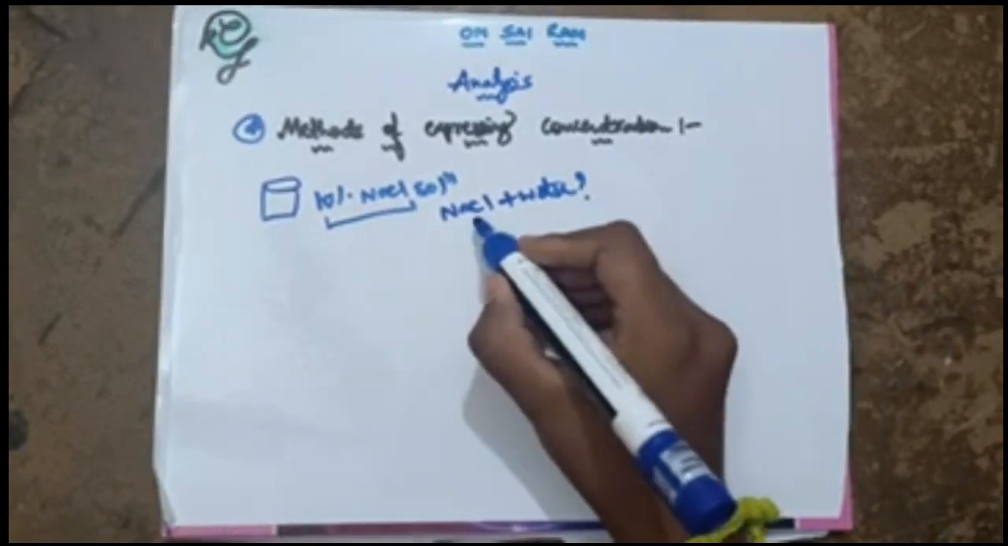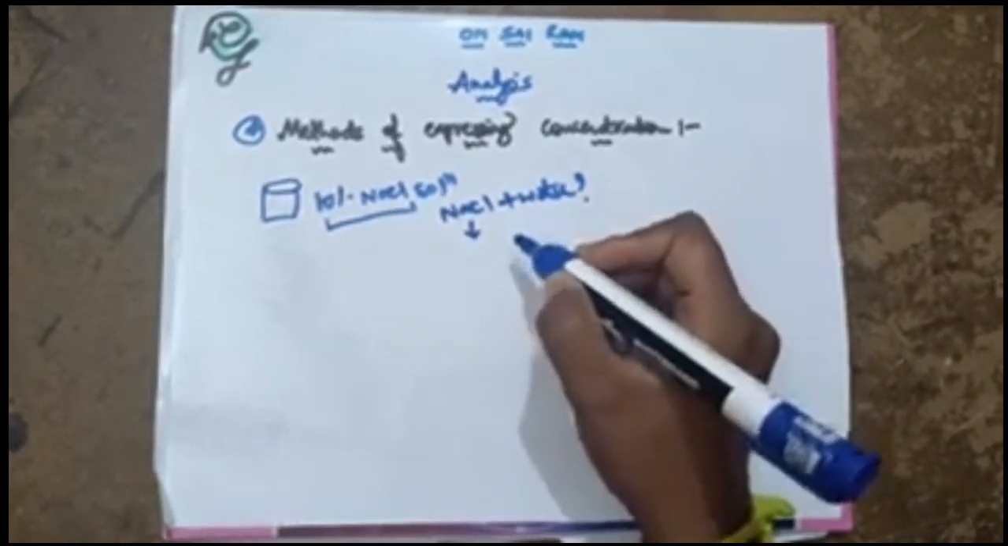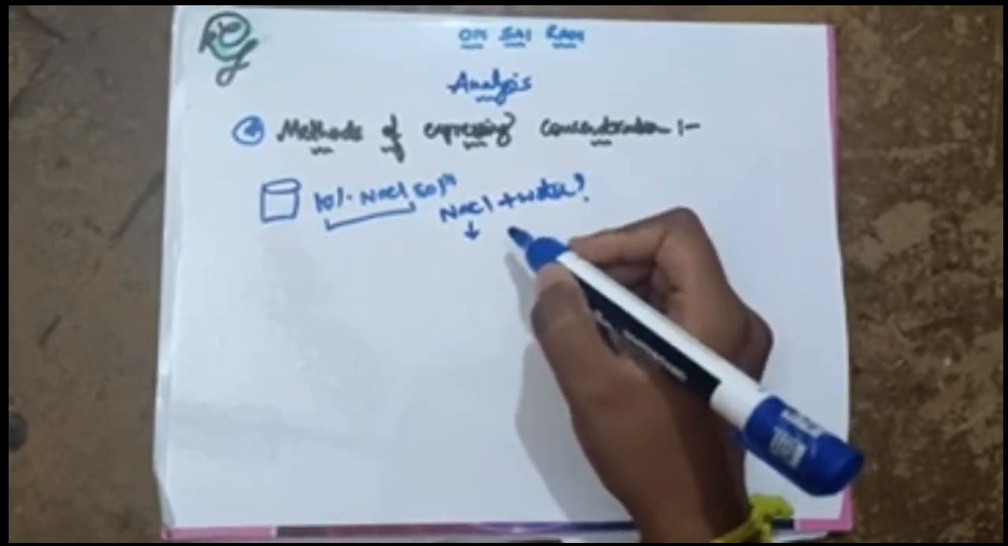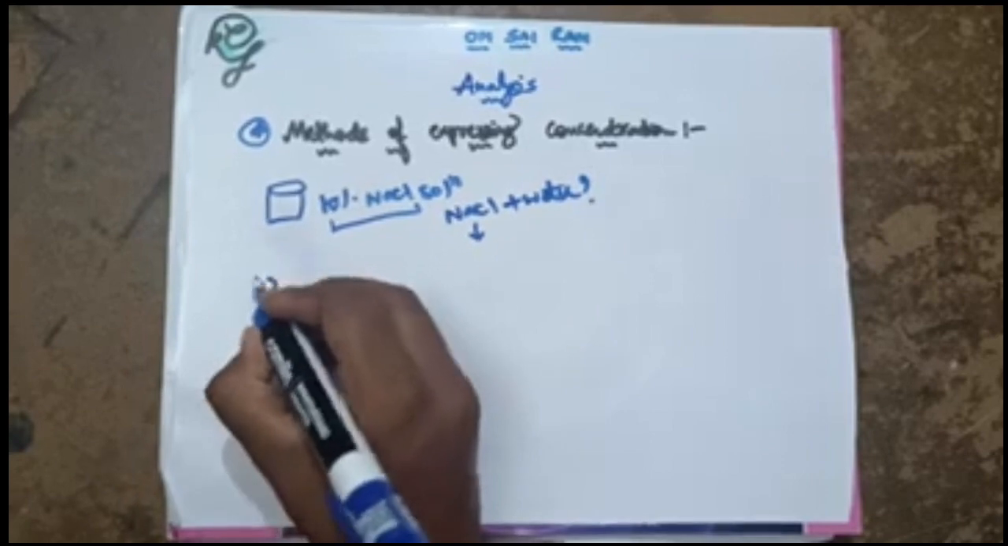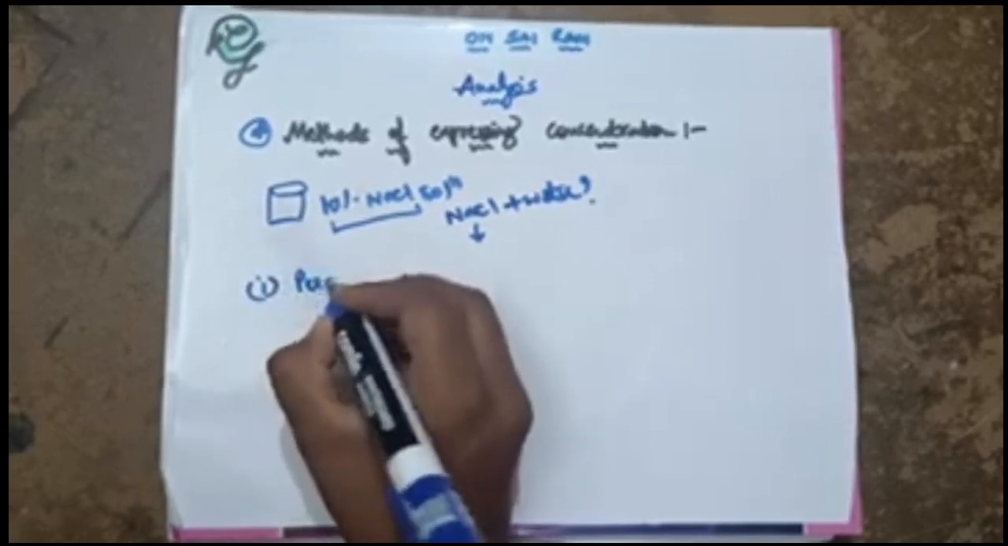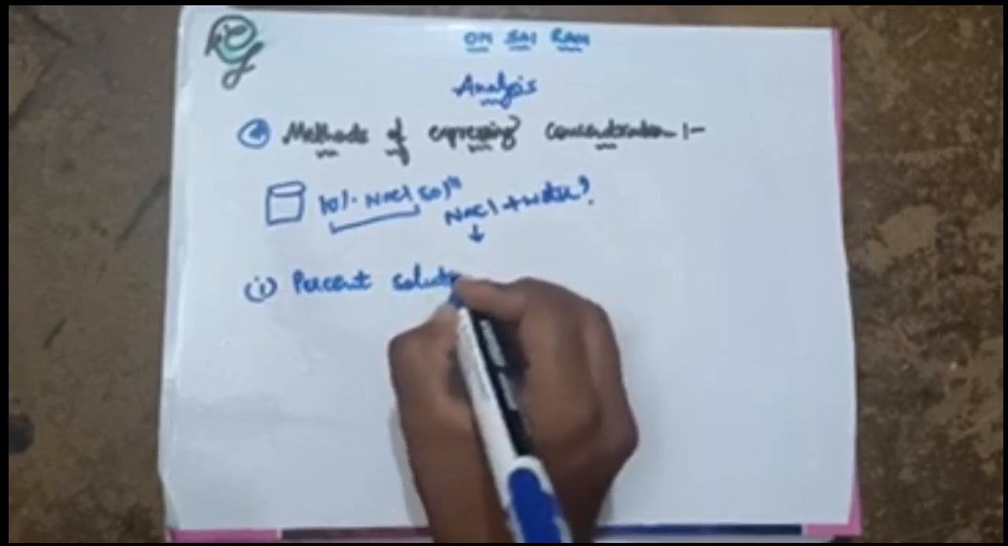You should know, whether it is a solid or a liquid, in what way we should express it and how much quantity we should add. To know that, scientists and researchers have found some basic methods of expressing concentration. So let's start. The first one is percent solutions.